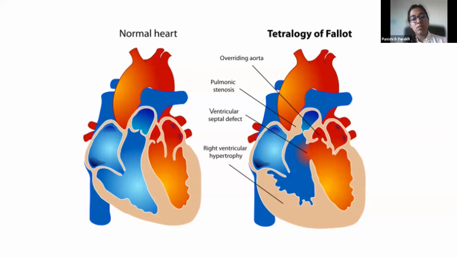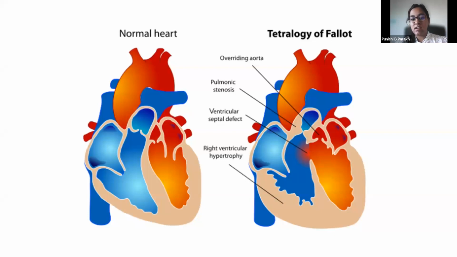So now let's look at each one of them as to why it happens and what it leads to. The first thing that happens in TOF is this pulmonary stenosis. What does that mean? There is a resistance to the outflow of blood from the right ventricle into the pulmonary artery. So basically there's less blood able to exit the RV to enter the pulmonaries. But now where does all this blood go? There has to be an exit route for the blood that's entering the RV. An easier way is going to be through the VSD.